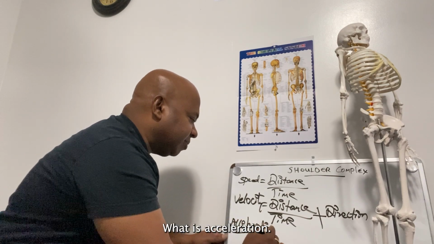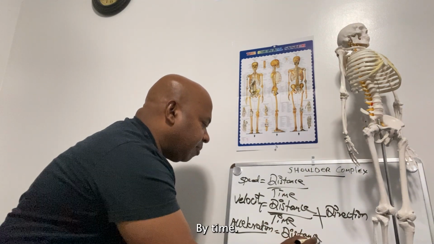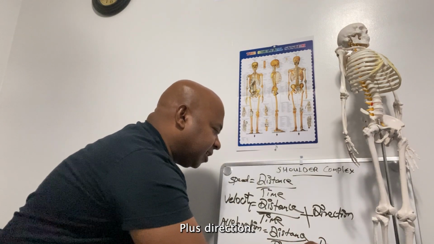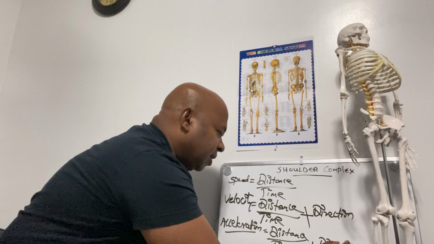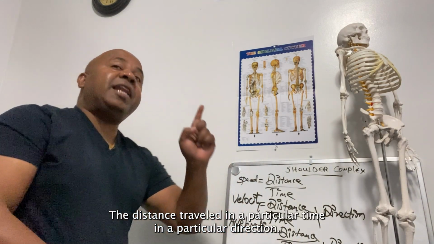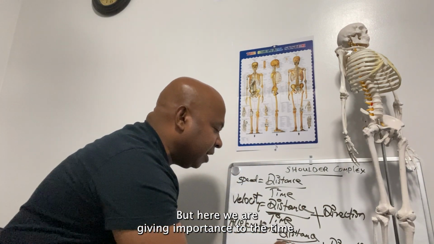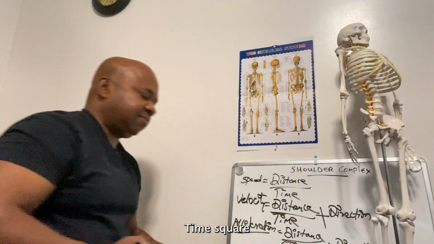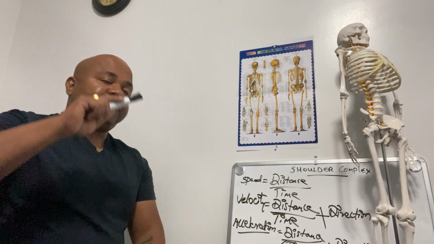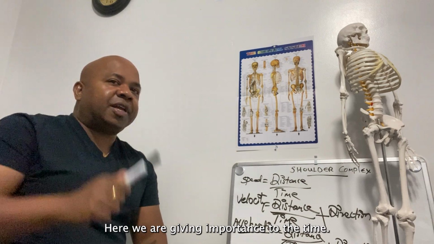What is acceleration? That is distance by time plus direction, same like velocity. The distance traveled in a particular time in a particular direction, but here we are giving importance to the time square. Acceleration is the distance traveled in a particular time in a particular direction. Here we are giving importance to the time.